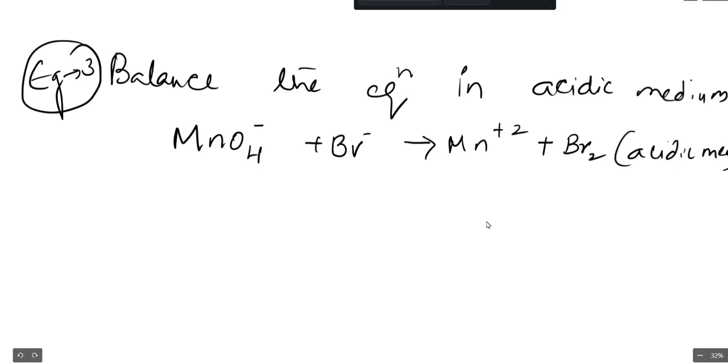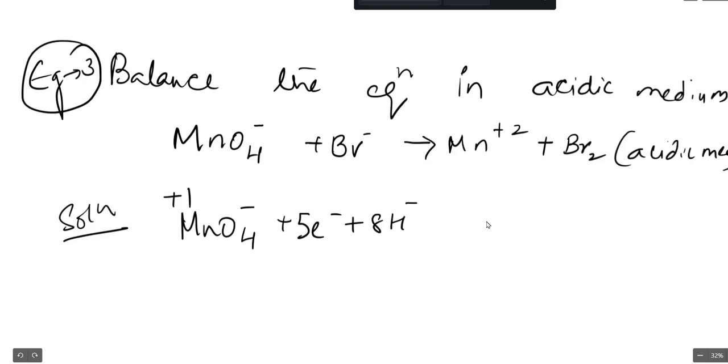Now, in this particular problem, how to solve? First of all, I said you need to divide it into the oxidation half cell and the reduction half cell. I'm directly writing the solution here. You can cross check by yourself. So, MnO4 minus, this is your plus 7. How many electrons? 5 electrons, and 8H plus. You can check by yourself, solve it and see whether you're coming to this stage or not.